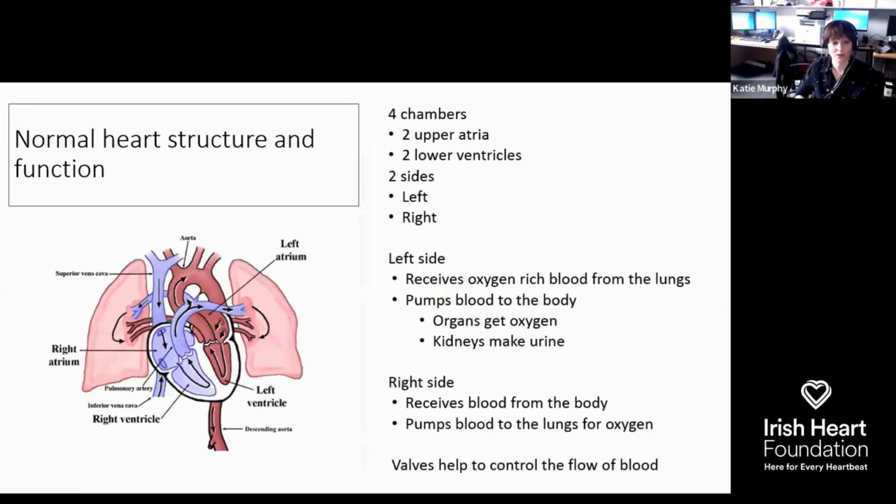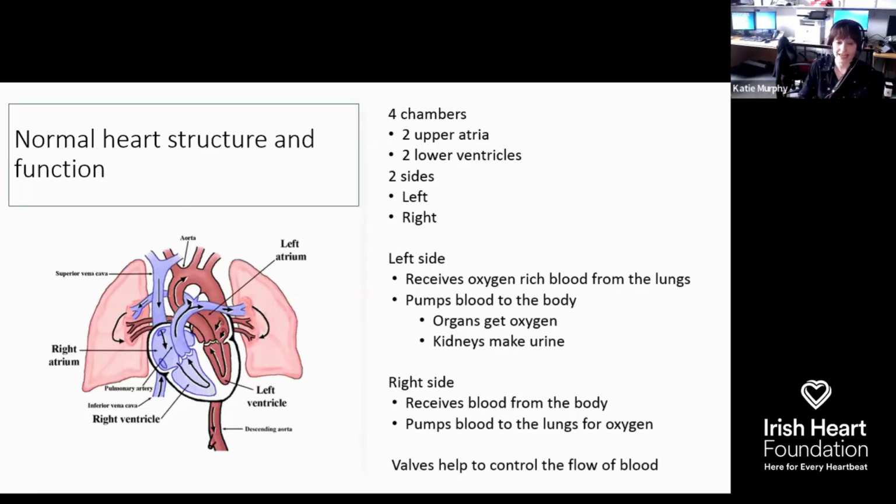So, to start off with what's normal. Your heart has four chambers, two upper atria and two lower ventricles, and then it has two sides, left and right. The left side gets that oxygen rich blood from your lungs and it pumps the blood around your body. That means that your organs get the oxygen that they need, and also that the blood is delivered to the kidneys. They filter it, they make your urine, and that's how you get rid of your fluid.